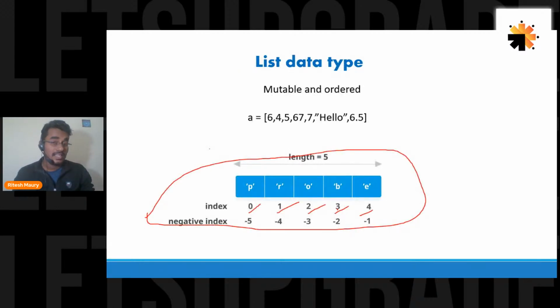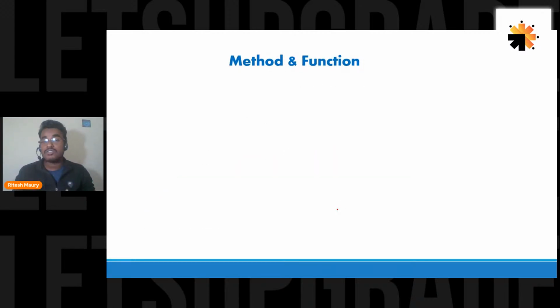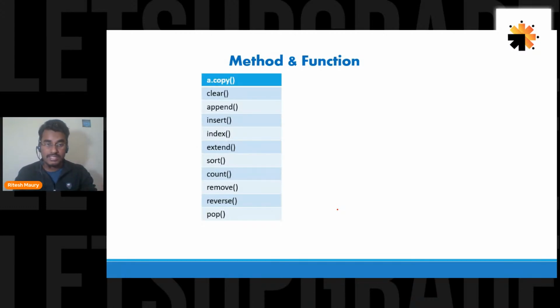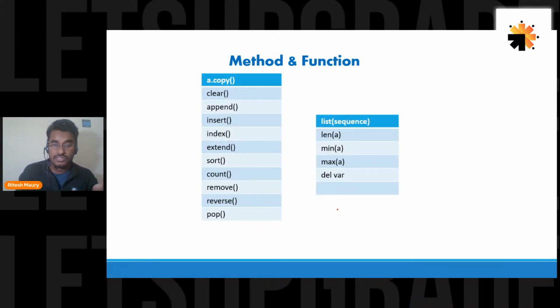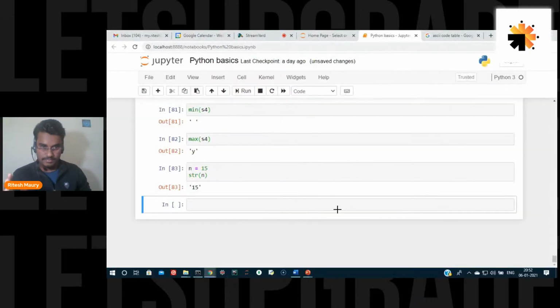And like a string, a list also has different methods, functions and operations. These are the methods and these are the functions. So let's talk about methods and functions, and after that you have to give one quiz. Okay, list. Let's create one list, L1.